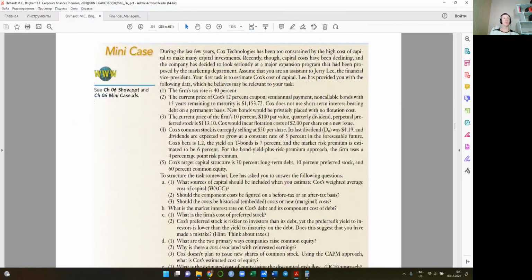And so we have a huge setup for the case study. But let's try to extract the information that is really needed. So during the last few years, Coke Technologies has been too constrained by the high cost of capital to make new capital investments. Recently, though, capital costs have been declining and the company has decided to look seriously at a major expansion program that had been promoted by the design marketing department.